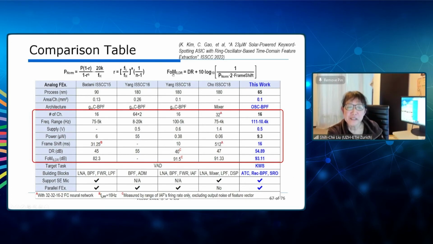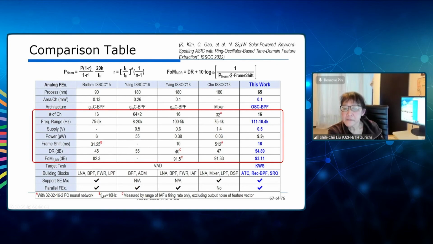We also had a figure of merit. I think that's quite important when you compare these different designs, especially in the ISSCC community, because you have to say how good your analog feature extractor is. Here it's defined as the input dynamic range of your design plus log of 1 over the P norm. The P norm is the normalized power for 200 kilohertz channels, and the frame shift. The frame shift is the amount of time you need to get the features from your input. For example, this design over here has a frame shift of 512 milliseconds, even though their power is only 0.06 microwatts, because they're running the clock very slow.